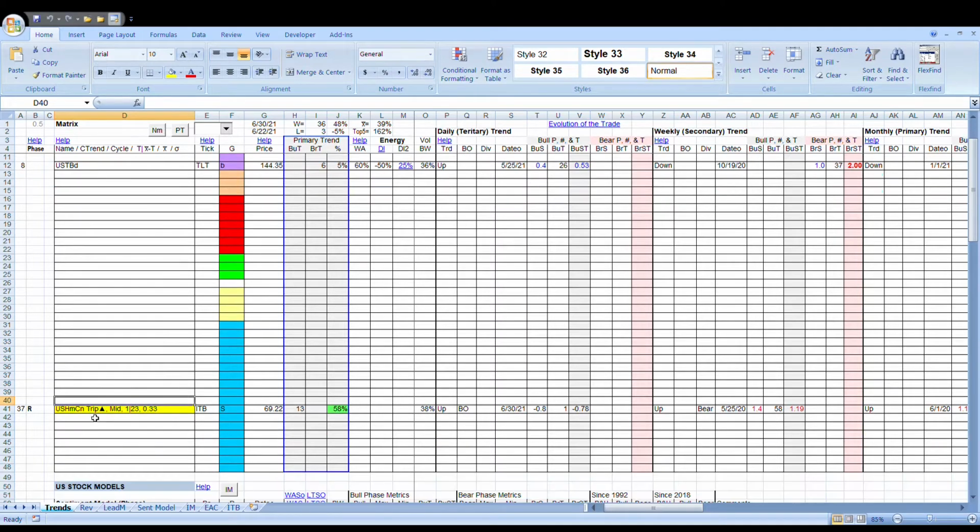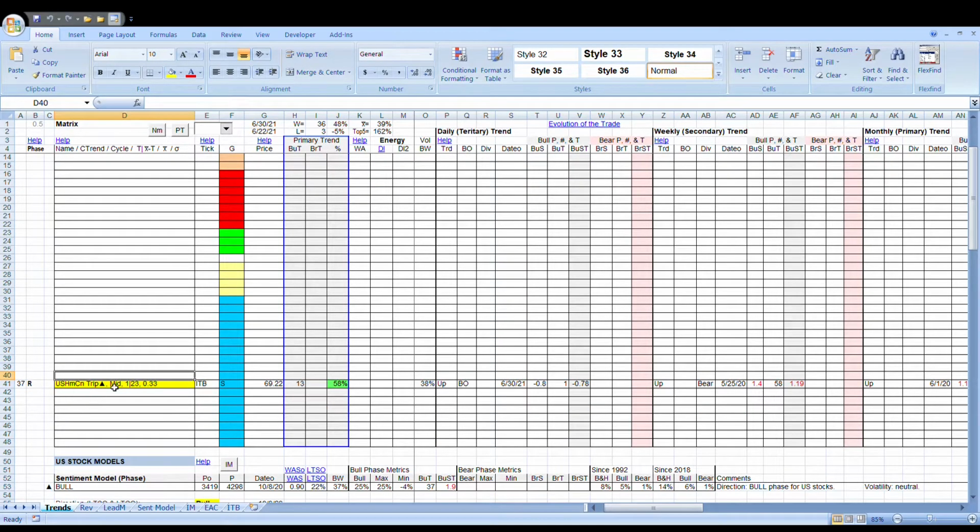First, I want to run down the name column. We can see that we're in triple up. That's trip with an up arrow. This is a mid-cycle reset, and that's mid-cycle because if you look across the 3 time frames, the weekly trend or the secondary trend shows some extension here. We see a 1.4 and a 1.19, and that is a little bit extended. It's not statistically significant, but it's just enough to knock it from an early to a mid-cycle. So it's something to consider.